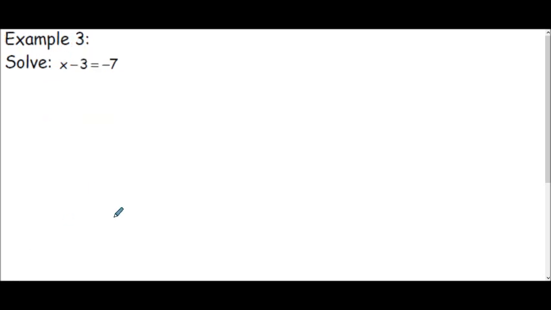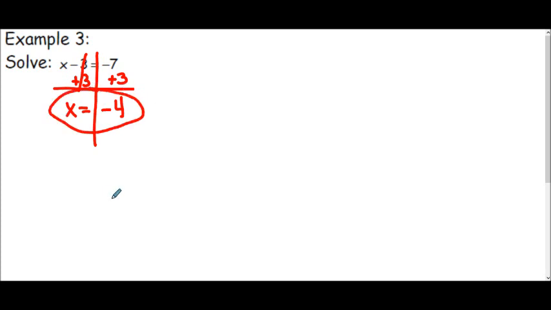Example 3. This time I have x minus 3 equals negative 7. So this time we're talking about subtraction. What is the inverse operation for subtraction? Addition. So we're going to add 3 to both sides. And remember, it's both sides of the equal sign. So now I have these 3's here, negative 3 and positive 3. That makes 0, so it's going to cancel. So we have x equals negative 7 plus 3, which makes negative 4. I have x all by itself, so my answer is x equals negative 4.